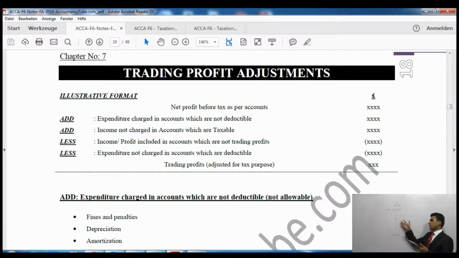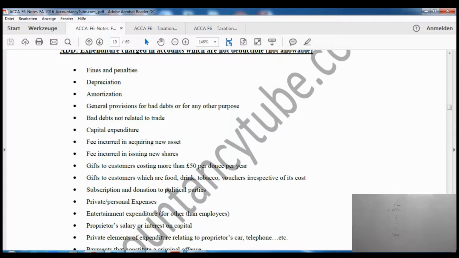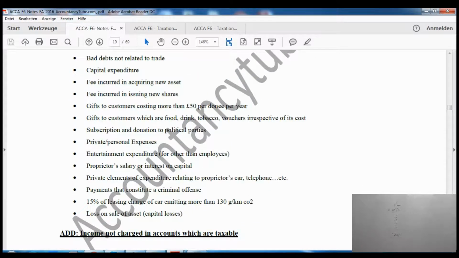All right. So there are some expenses here which should not have been deducted for tax purposes. So what we do is we'll add back those expenses. So what are those expenses? Now just see beneath that, this is the list of expenses which are not deductible, or sometimes known as not allowable. So the list goes and goes. Just read it for yourself because I cannot go through all of them.